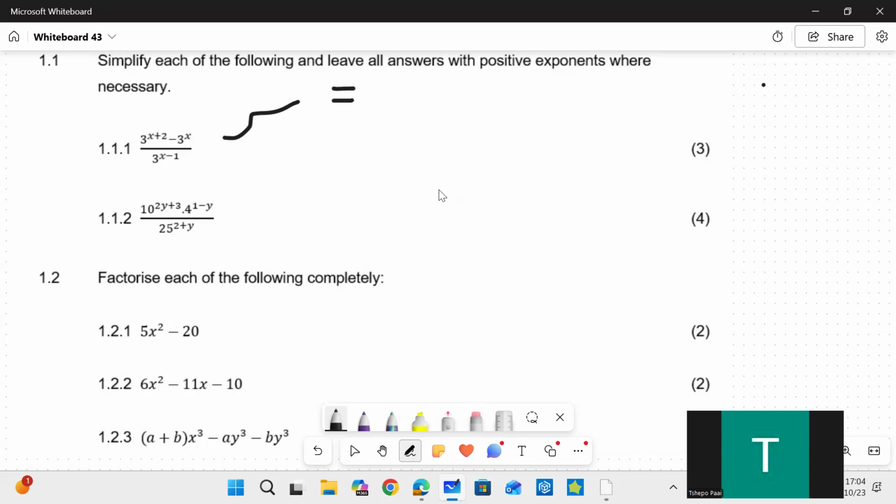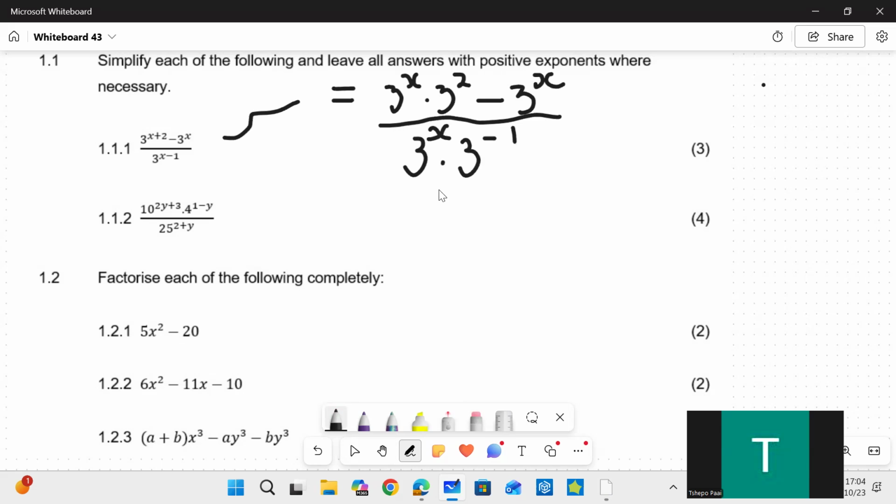That 3 to the exponent x plus 2, you will expand it. It will be 3 to the exponent x times 3 to the exponent 2 minus 3 to the exponent x, all over. Even your denominator, you will expand. It will be 3 to the exponent x times 3 to the exponent negative 1. So I'm already starting with the second step. Now moving on to the next step there.